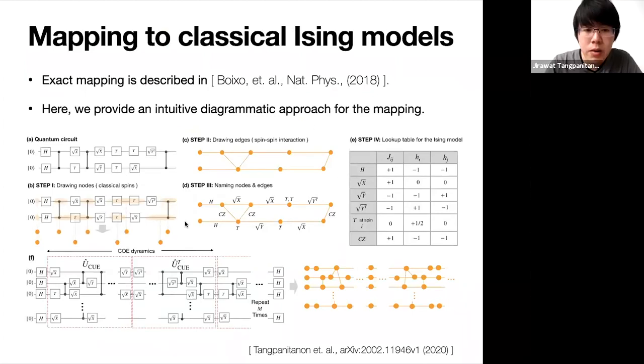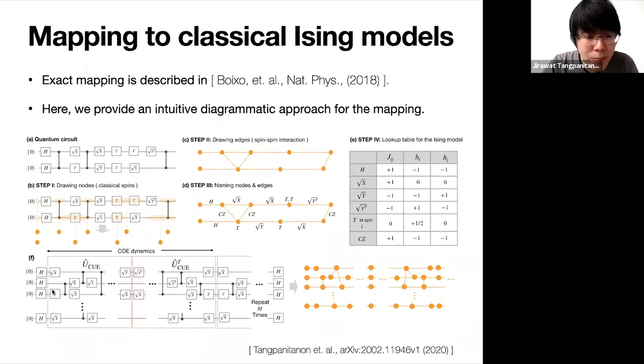Okay. So now we have the diagram of the classical complex Ising model with some labels. The next step is to use this lookup table to look for the interaction. For example, if your Hadamard gate is acting between these two spins, it means that the interaction between these two spins, J_ij, is going to be plus one, and h_i, the local field, is minus one on the left and minus one on the right. If you have a square root X acting on these two spins, then it means that these two spins are coupled by plus one J_ij with zero local field, for example. So by doing this, you can write down the energy of your complex Ising model easily. Now in our case, remember that we are considering a periodically driven system. So I have a repeated COE, and within the COE, I can divide it into two CUE.